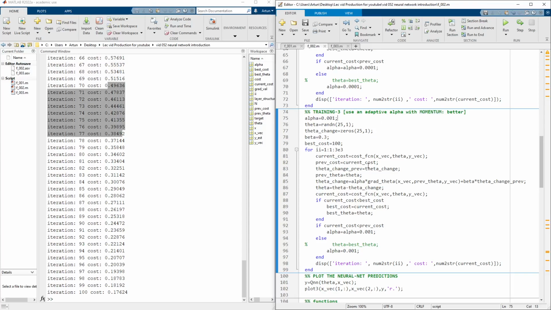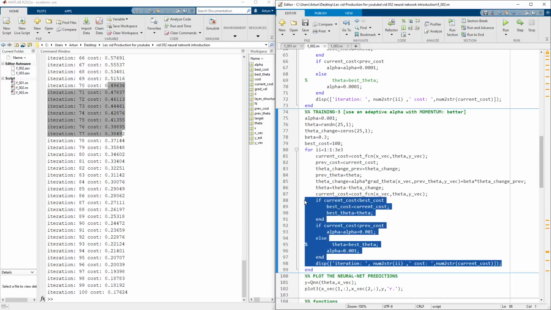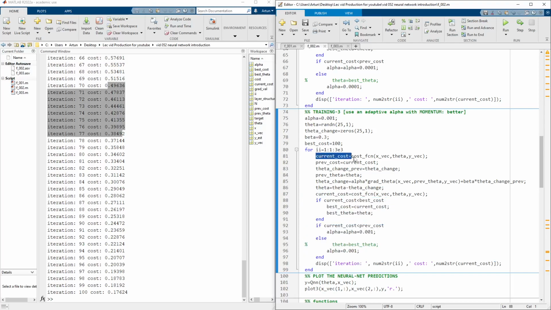And these 10 lines of code are the same. Here we are first computing the current cost, and then storing that to the previous cost, or we are copying that, and we also have theta change previous, right? In the previous iteration, the theta change value. Here, this is theta change, and we will look at that in a moment.